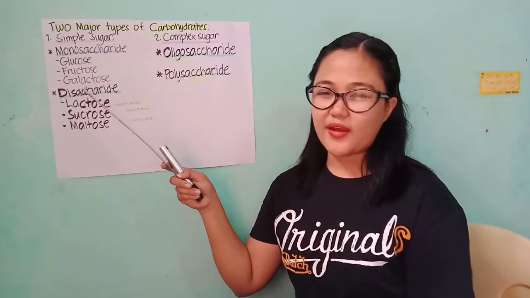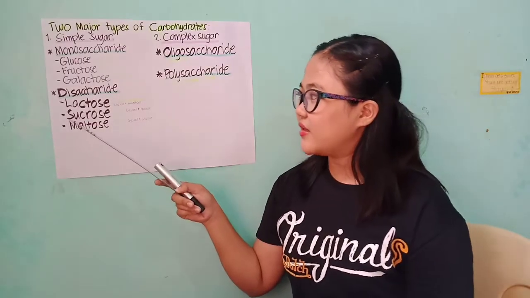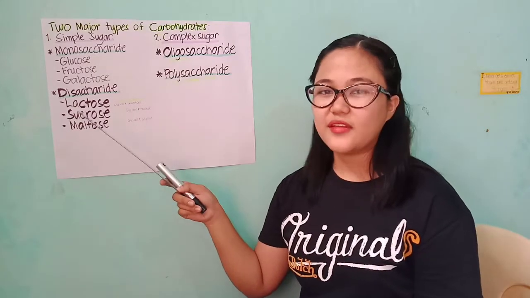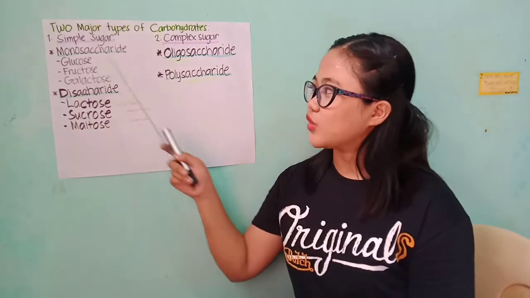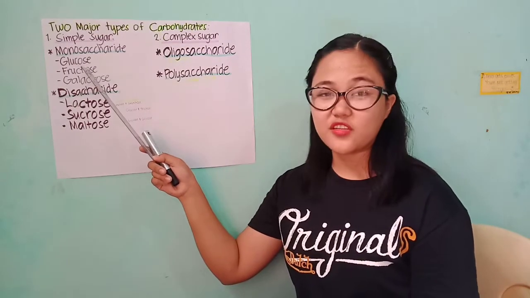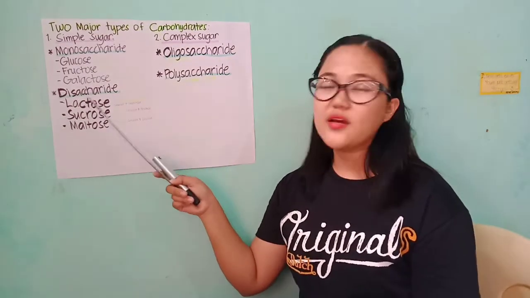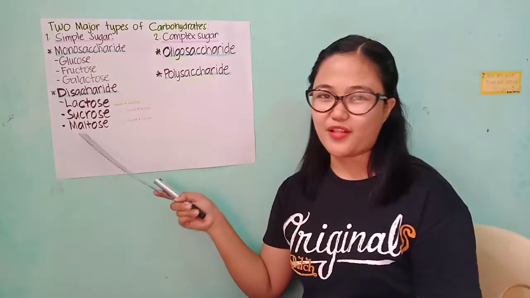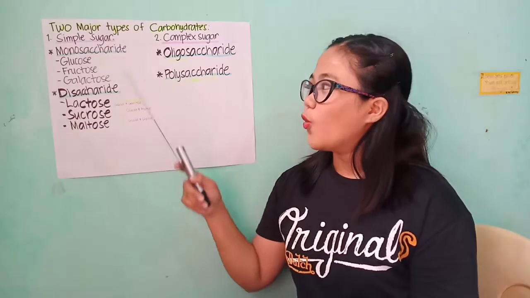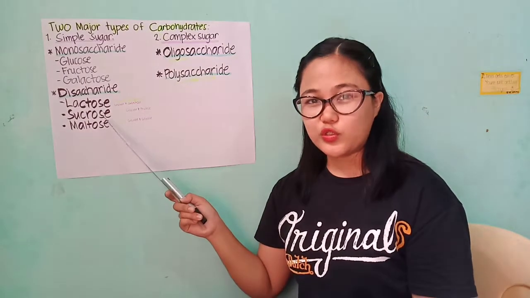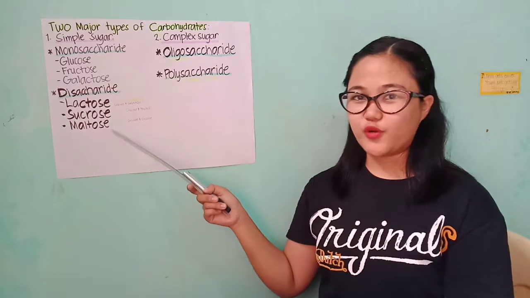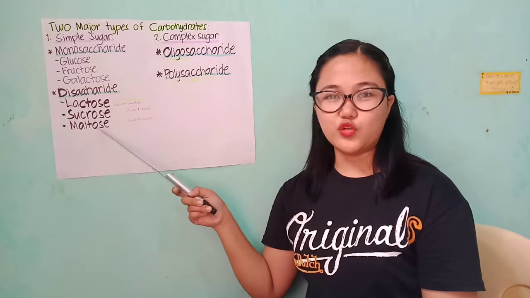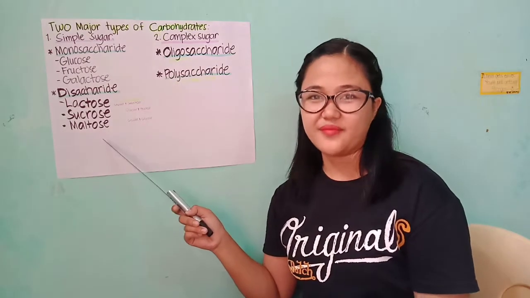The second one under disaccharide is sucrose. Sucrose is also found in fruits and vegetables. When glucose and fructose link together, they form sucrose. The third one under disaccharide is maltose. When two glucose molecules link together, they form maltose. Maltose is used in fermenting beer.